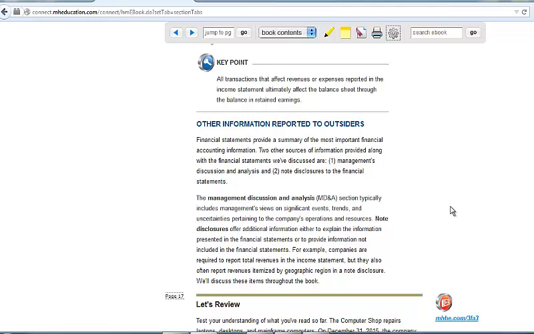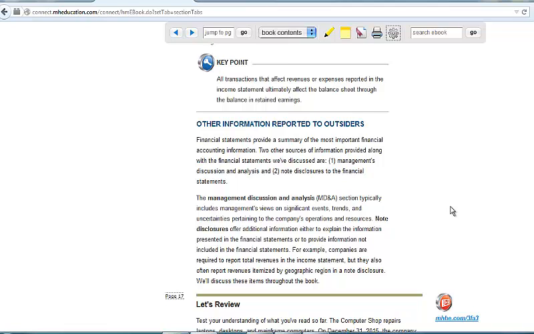And to wrap up Learning Objective 3, we have other information reported to outsiders. We've got this thing called a management's discussion and analysis, or an MD&A, which includes management's views on significant events, trends, and uncertainties pertaining to the company's operations and resources. This may be where you as management want to include a note of some future growth that you're projecting that may not be presented in the financial statements but would be important to investors.